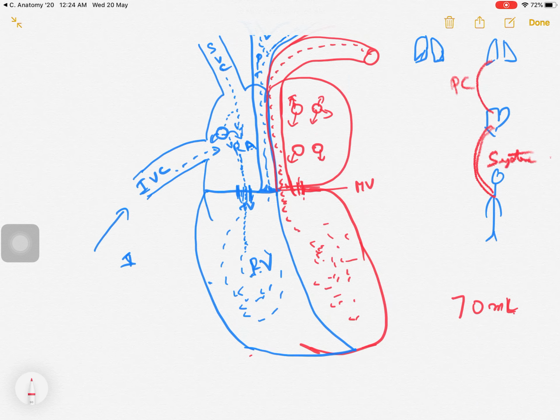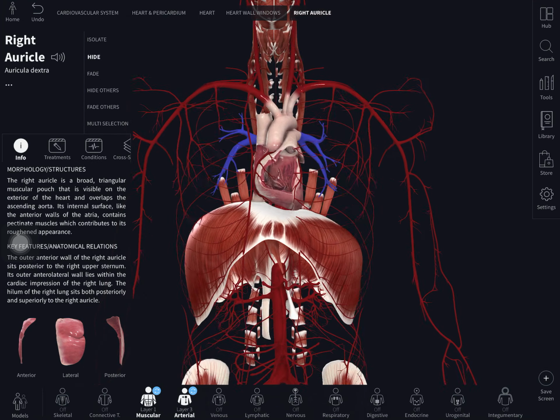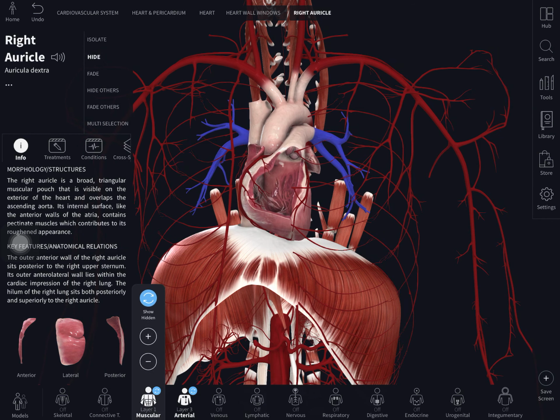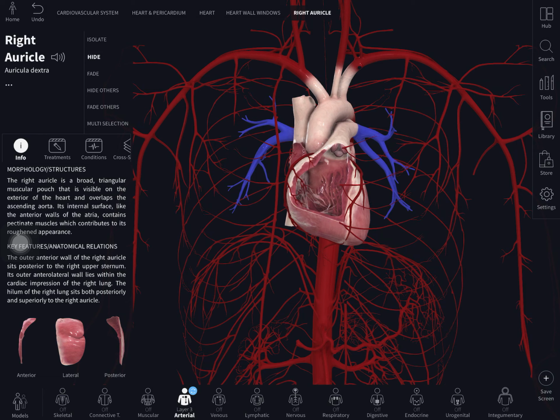Now I am going to show you the chambers one by one. I will remove all the other structures so that it will be clearly visible for you.